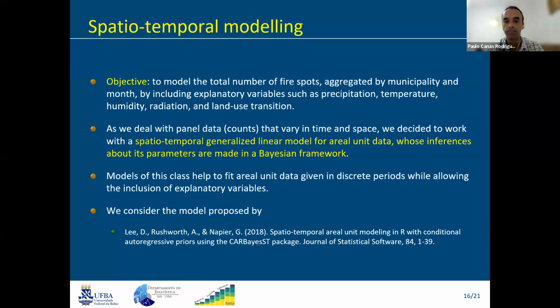Because of that, we use a spatial-temporal generalized linear model for areal unit data, and the inference on the parameters was made using a Bayesian framework. So the model that we used is the one described in this paper in the Journal of Statistical Software. The name of the package is CARBayesST. This was published in this journal, and the package works quite well.